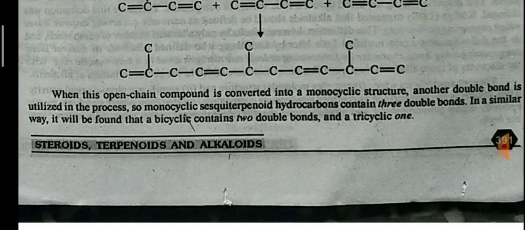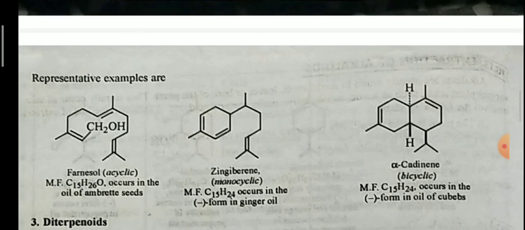So monocyclic sesquiterpenoid hydrocarbons contain 3 double bonds. In a similar way, it will be found that a bicyclic contains 2 double bonds and a tricyclic 1. Representative examples are farnesol, zingiberine, alpha-cadinene.